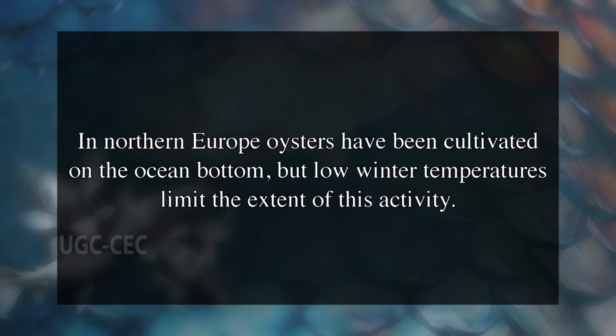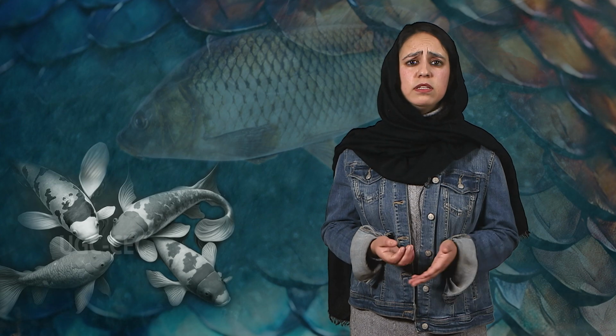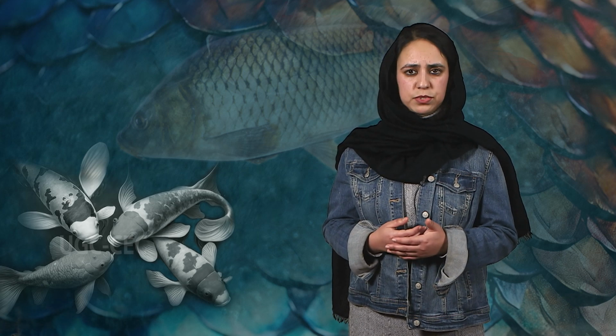For centuries, the French have cultivated oysters by placing twigs in the sea to which free swimming oyster larvae attach. In Northern Europe, oysters have been cultivated on the ocean bottom, but low winter temperatures limit the extent of this activity. In the Mediterranean, the Romans are said to have been the first to farm oysters. Today, oysters are cultivated on the Pacific coast of North America as well as on the southern Atlantic coast and in the Gulf of Mexico. Australia, the Philippines, and South Africa also possess oyster farms.